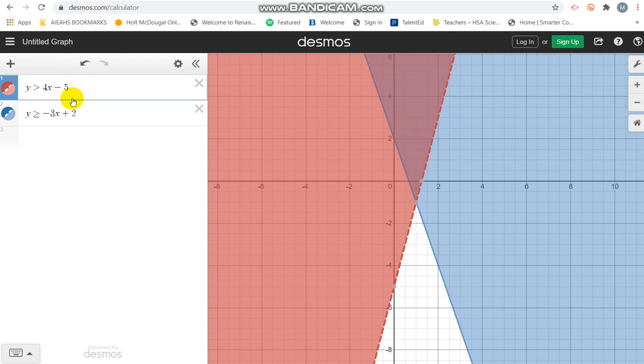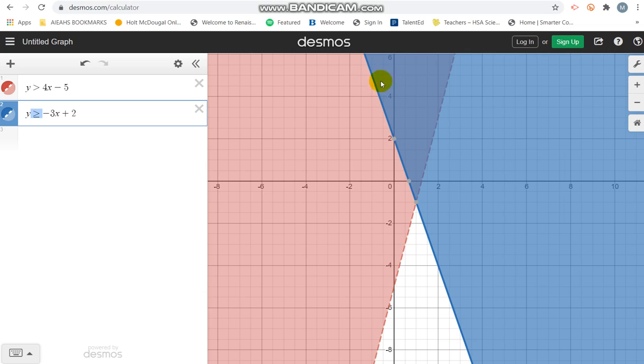All of these are in slope-intercept form, so you can look back at that in Algebra 1 if you forgot it. But if I'm just asking you to graph it on Desmos, the main thing to look out for is this greater than symbol. Greater than means the line is going to be dashed. And anytime you have an equal sign underneath, the line is going to be solid.